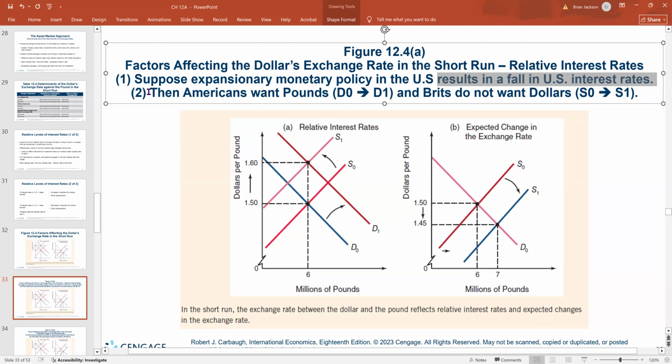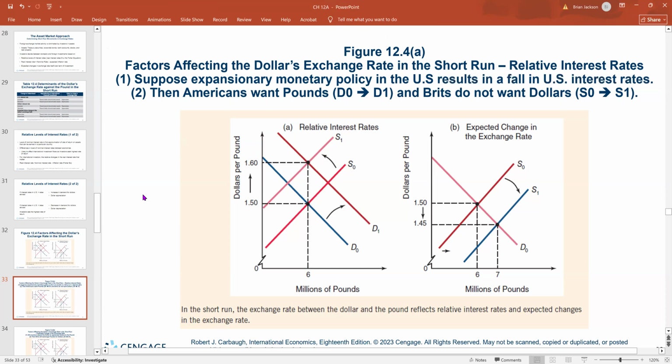So if that's the case, then Americans will want pounds and Brits will not want dollars. Say we're comparing what's going on in the market for pounds, that is, comparing what's going on between two classes of investors in the British currency, Americans and Brits. So first off, again, the Fed in the United States says we're going to print a bunch of money, we're going to lower interest rates. Boom. Two things are going to happen. Okay. Americans are going to want pounds.